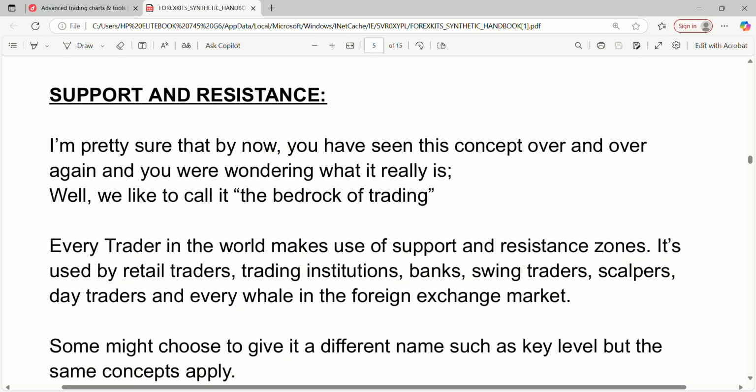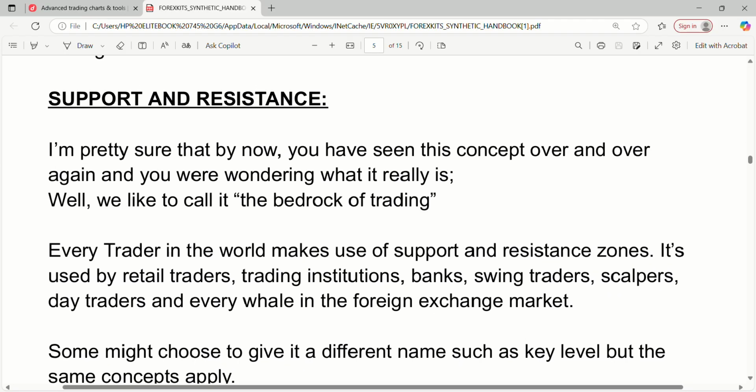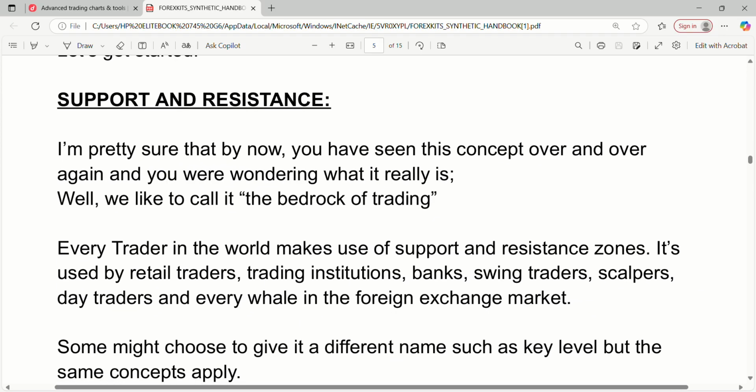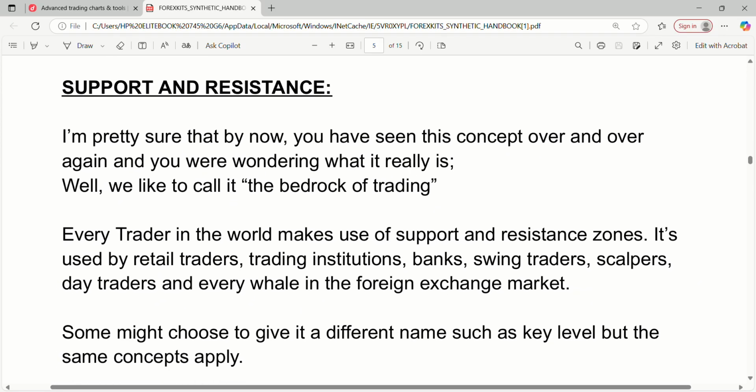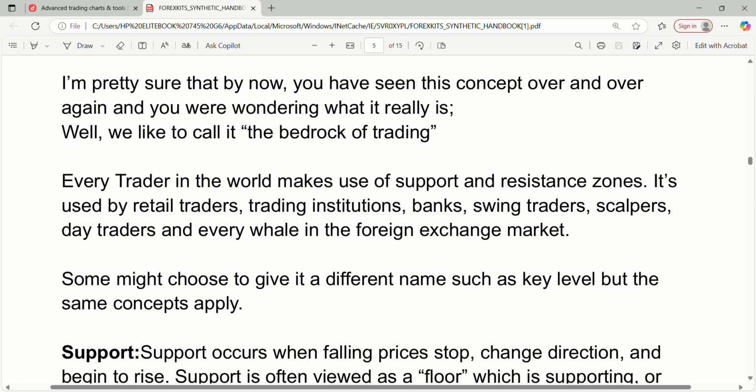So let us go on by getting familiar with what support and resistance is. I'm sure you probably have heard of it, and if it is your first time hearing it, it's okay. We call it the bedrock of trading. Every trader in the world makes use of support and resistance zones. It is used by retail traders, trading institutions, banks, swing traders, scalpers, day traders, and everywhere in the foreign exchange market.